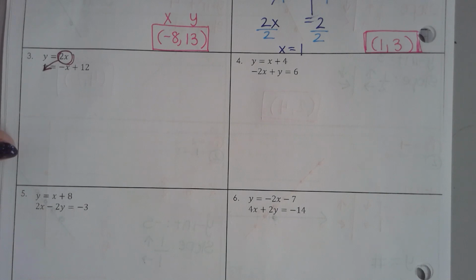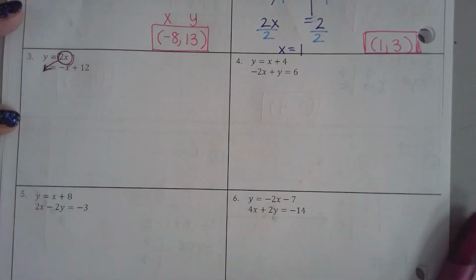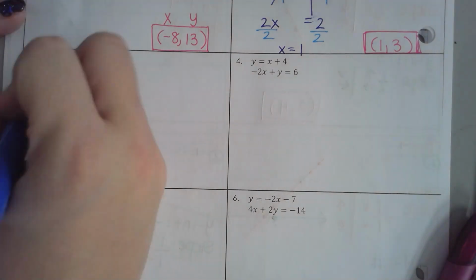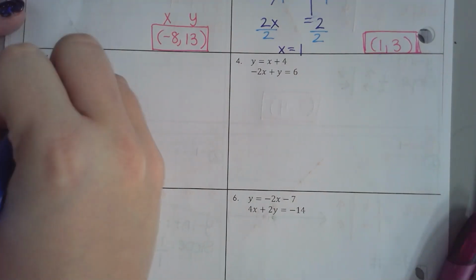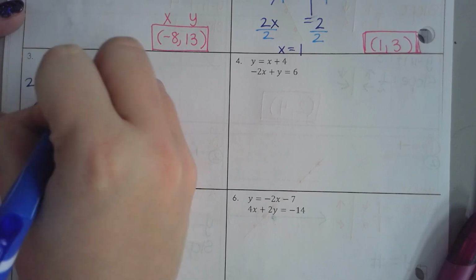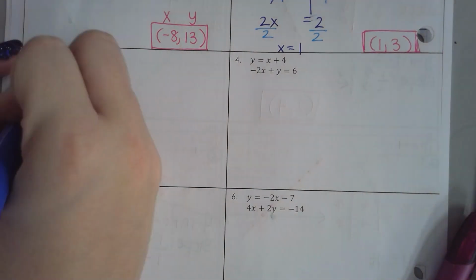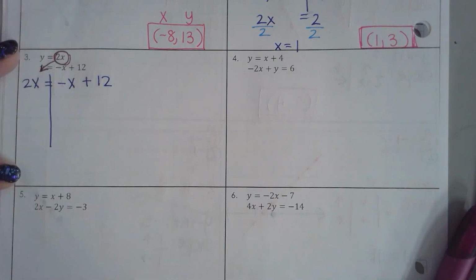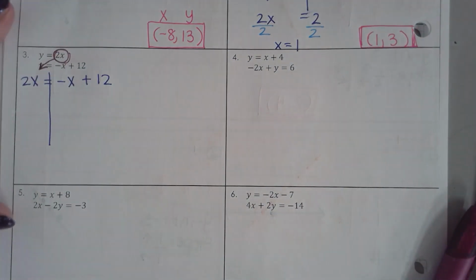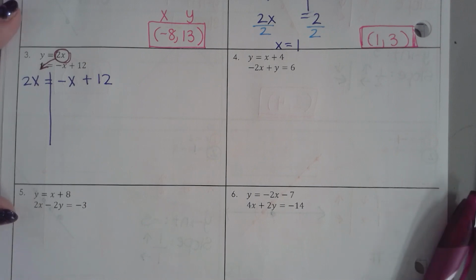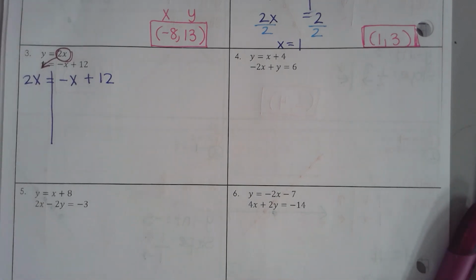So this 2x goes over there for that y. And I write 2x equals negative x plus 12. When you have x's on alternate sides of the equal sign, you have to get them all together. So how am I going to do that?